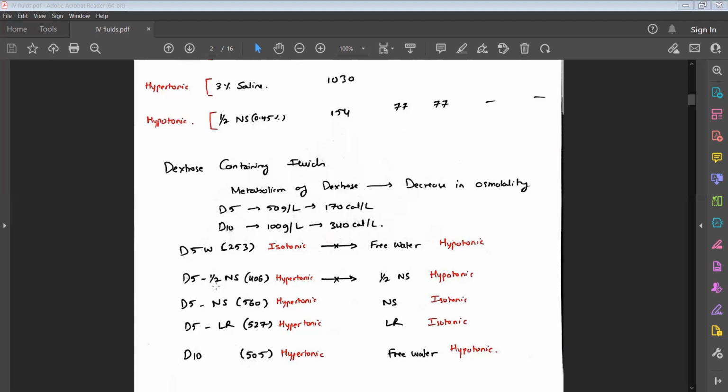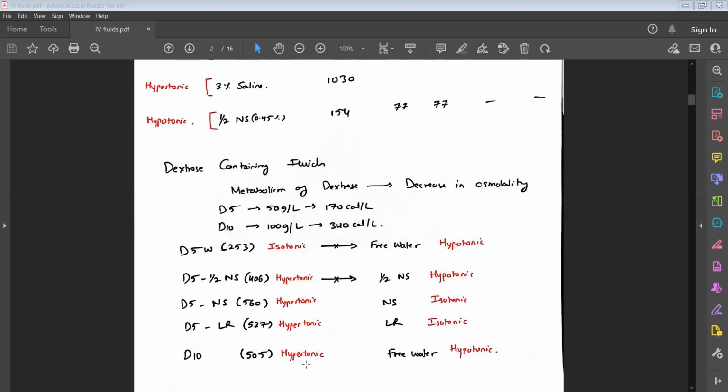Similarly, dextrose 5% with half normal saline is hypertonic, but as the dextrose is metabolized, it is converted into half normal, and that is hypotonic. Dextrose 5% with normal saline is again hypertonic, but as it is metabolized, what remains is normal saline, which is isotonic. Dextrose 5% with lactated Ringer's is hypertonic, but as the dextrose is metabolized, it becomes isotonic, and what remains behind is the lactated Ringer's.